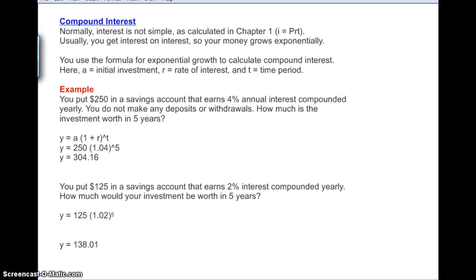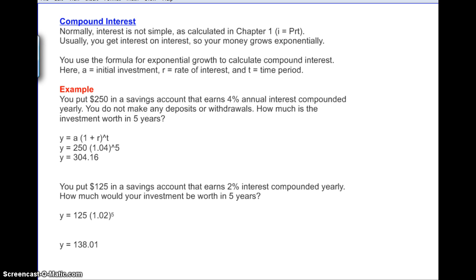When I calculated this out, I got $304.16. Okay, so let's look at another one. You put $125 in a savings account that earns 2% interest compounded yearly. How much would your investment be worth in 5 years?